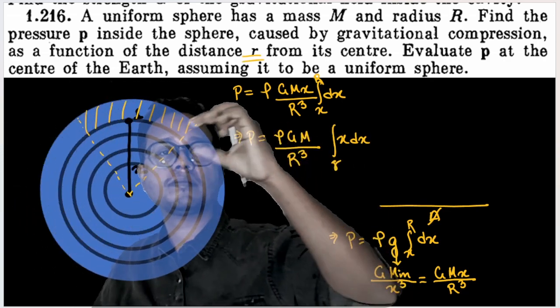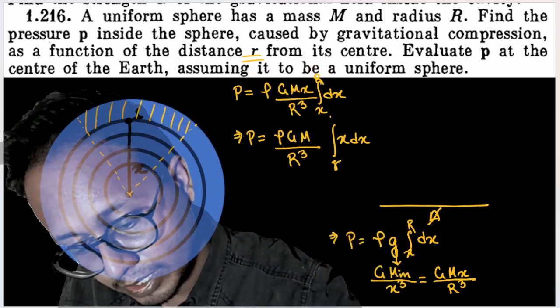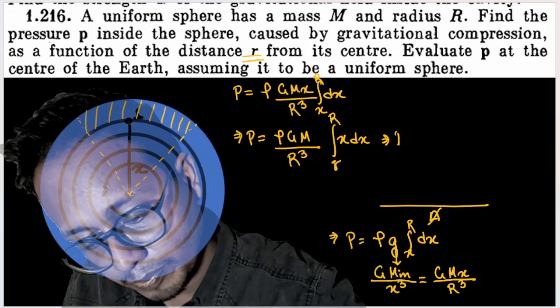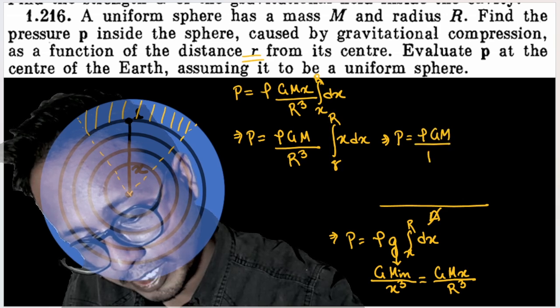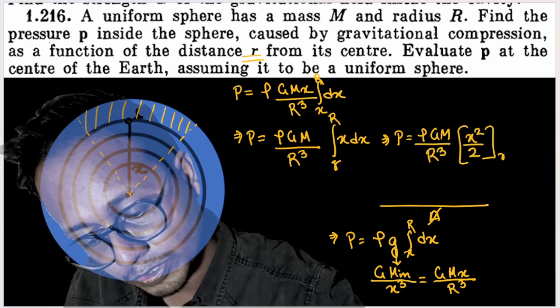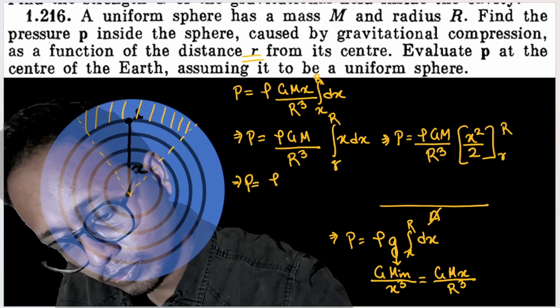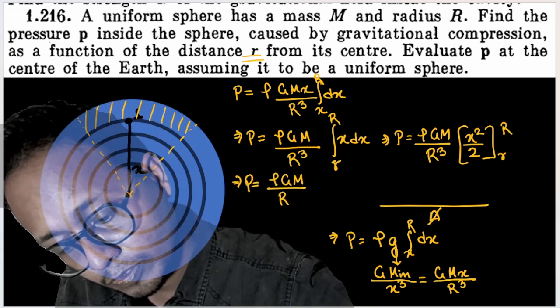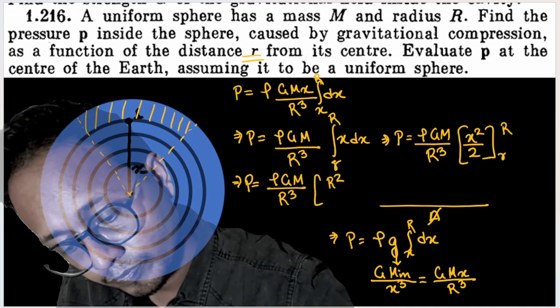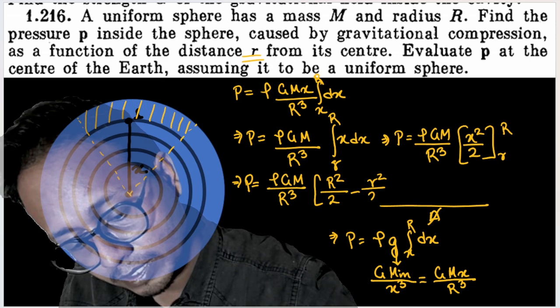from x is equal to small r, okay, distance r, from x is equal to r to capital R. Or P is equal to rho GM divided by R cube into x square by 2, from x is equal to r to capital R. So pressure is equal to rho GM divided by R cube into capital R square by 2 minus small r square by 2.